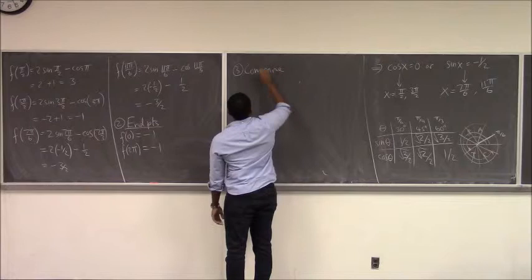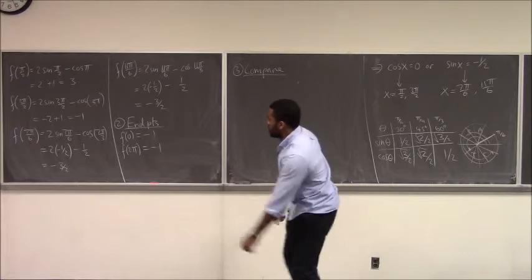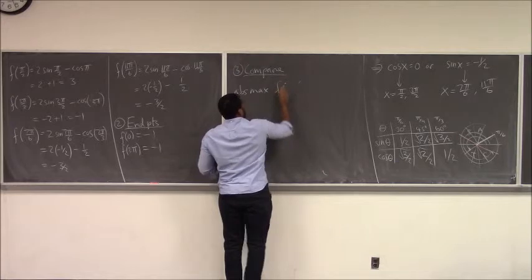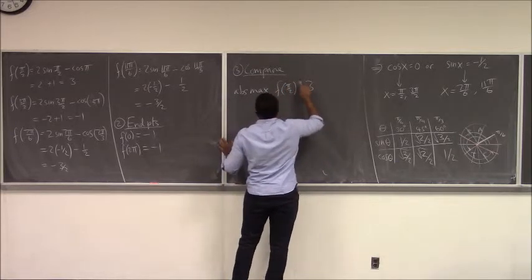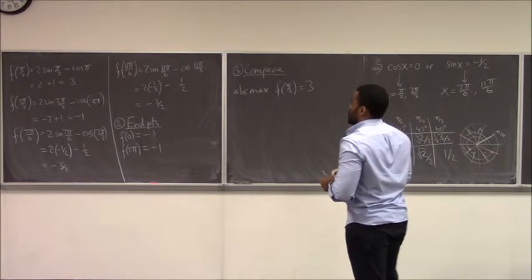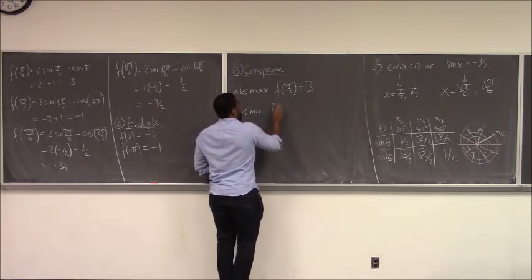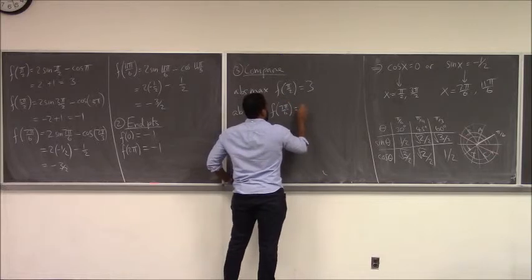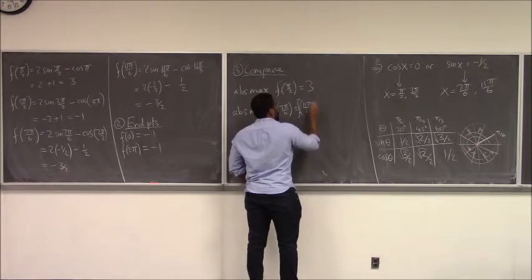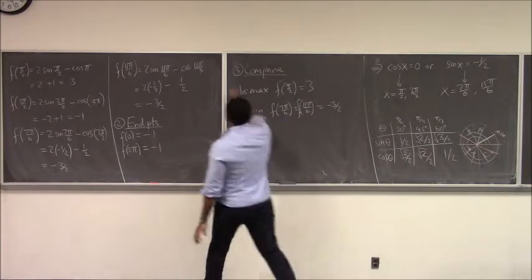Who's the biggest? Who's the smallest? Pi over 2 is the biggest. Pi over 2 gave us 3. So I'd say absolute max is f of pi over 2 equals 3. Who's the smallest? 7 pi over 6 and 11 pi over 6. Right, those both give us the same answer. So we'd say absolute min is f of 7 pi over 6 equals f of 11 pi over 6 equals minus 3/2. And ultimately that would be the answer.